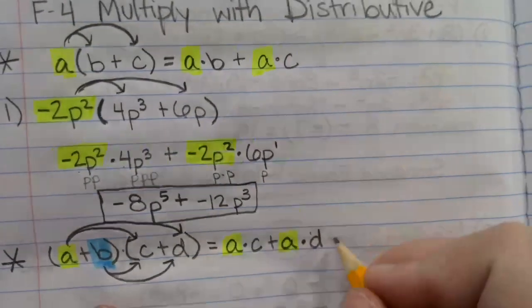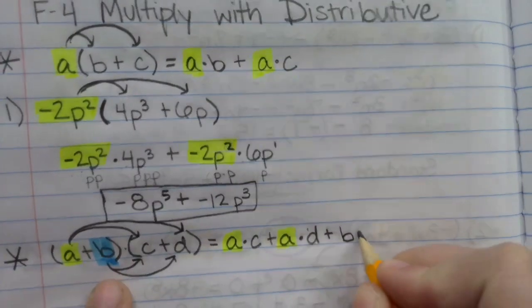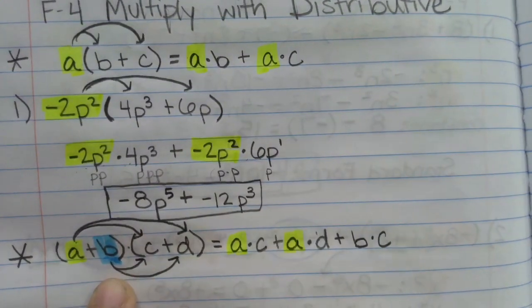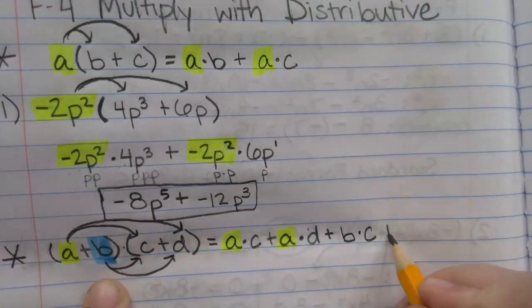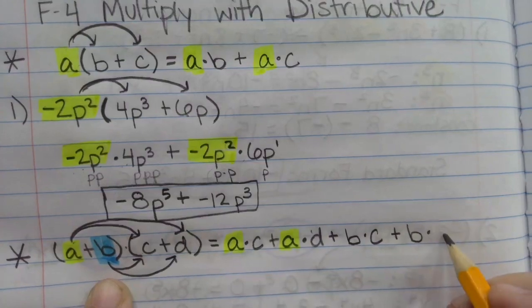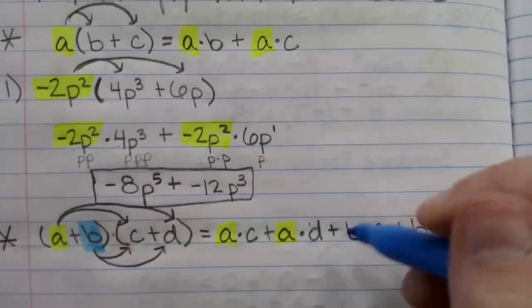Alright, so we're going to have B times, what's the first part and the second part? First term. B times C, and B times D. Kind of a lot of color coding happening here.